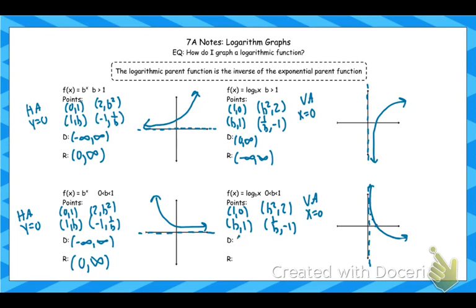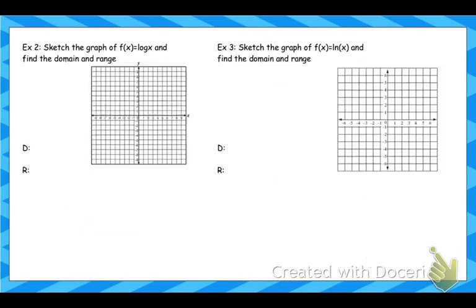All right, domain is still from 0 to infinity, and range is still negative infinity to infinity. All right, so now let's look at some examples. So we're going to start with just a parent function, because again, the parent function has the same general shape, but depending on the base, it's going to go through different points. So these are two common parent functions, just regular log x and then natural log of x.